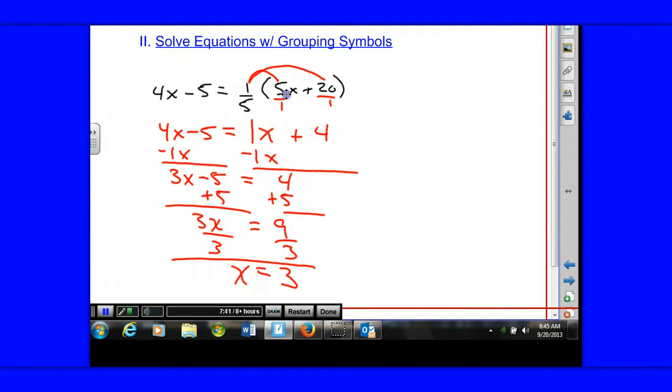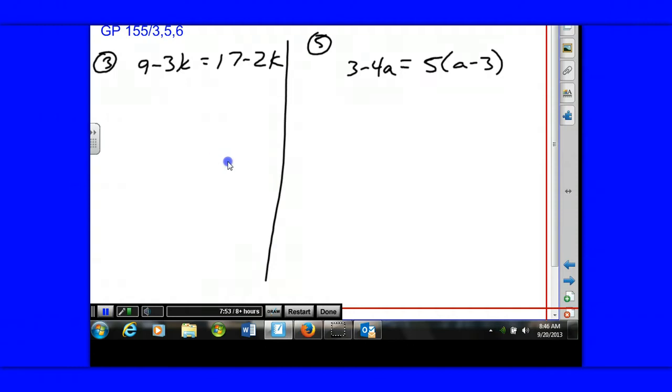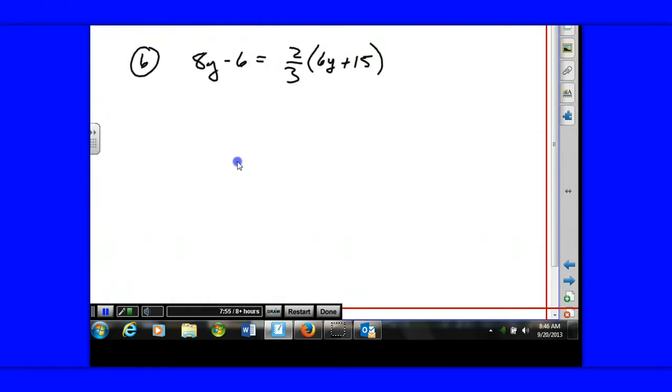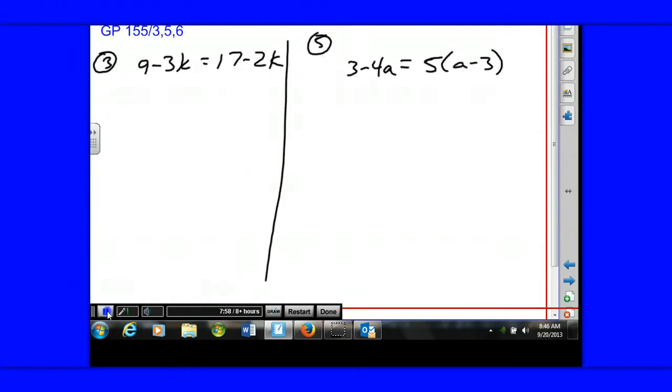Let's stick a 3 in here. We have 3 times 5 is 15, plus 20 is 35. And 35 times 1/5 is 7 as well. Go ahead and pause the video, try this, and check your work. I'll try this first. Okay, I'm sure you're doing this correctly.